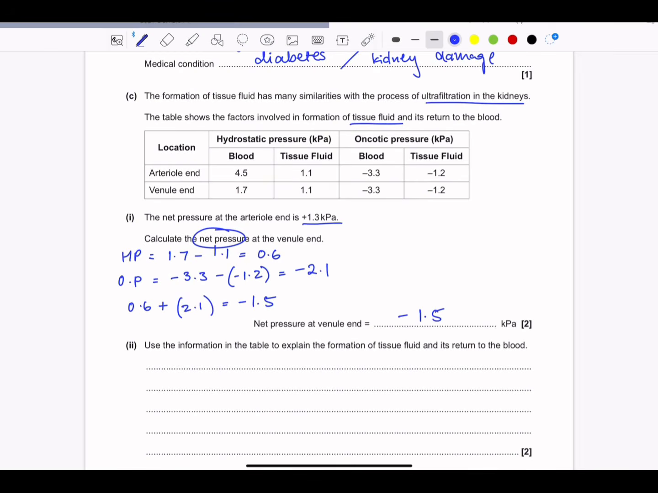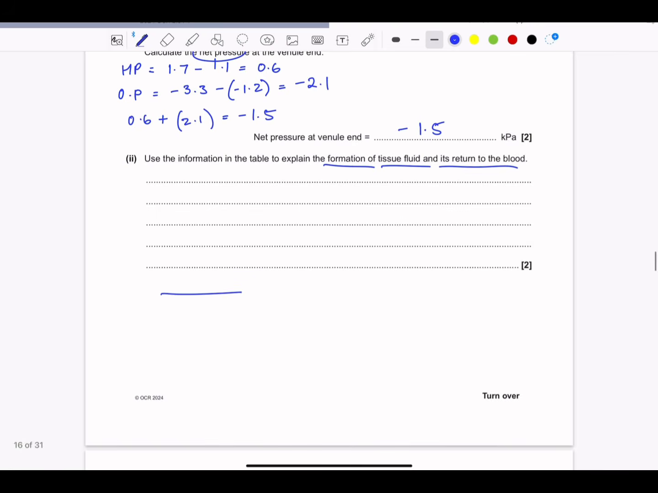The next question is to use the information in the table to explain the formation of tissue fluid and its return back to the blood. So, just diagrammatically explaining it first in case you've forgotten this from AS. So here's what the capillary looks like. We've got the arterial end and then the venule end. The arterial end has blood coming under higher pressure due to the contraction of the left ventricle. So the high pressure that's generated from the left ventricle is known as the hydrostatic pressure.